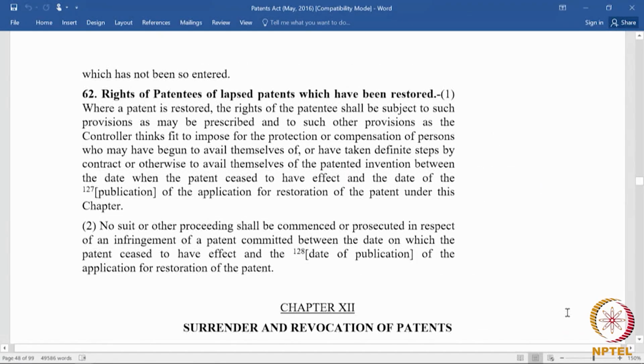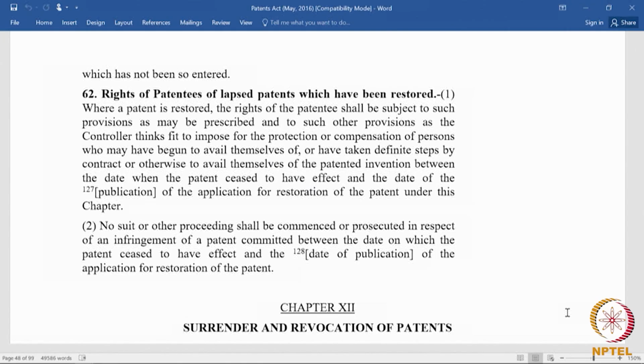Now, what happens during the time the patent remains lapsed or ceased? When the patent is ceased for non-payment of fees, the patent cannot be enforced, meaning that during the time in which the renewal fee was not paid or the patent was in the condition of being lapsed, you cannot enforce it, you cannot file a suit for infringement, and you cannot claim damages with regard to infringement acts that could have happened during that period.